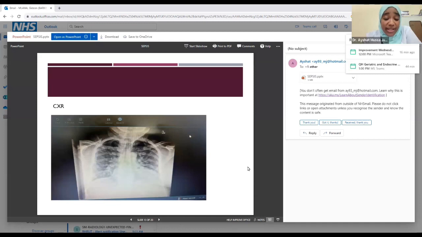So we also did the chest X-ray. As you can see, the patient has multiple patchy infiltrations, mostly in the lower lobe, and an enlarged cardiac silhouette. Next.